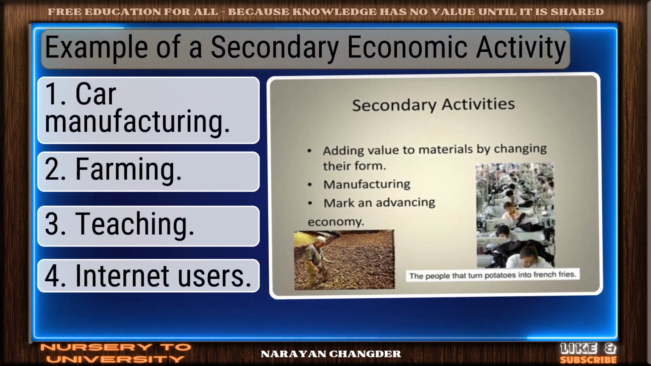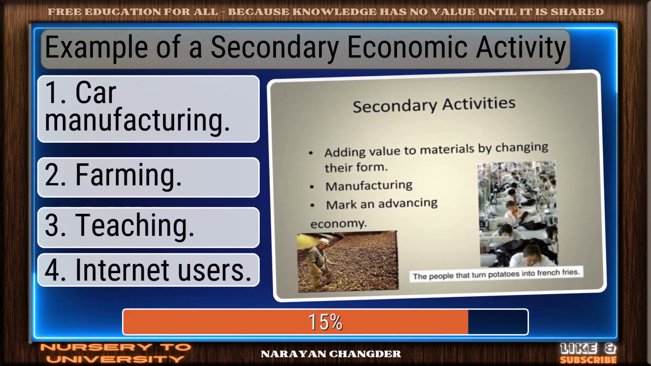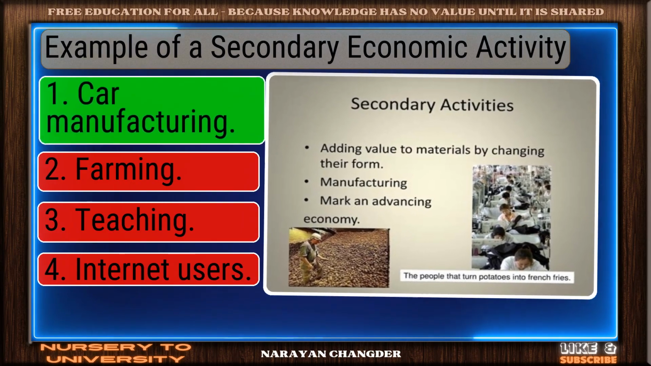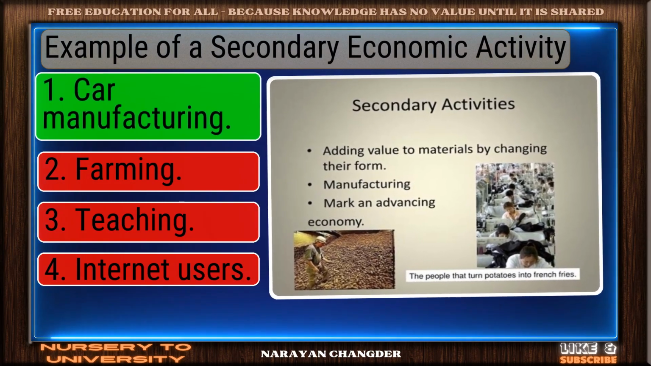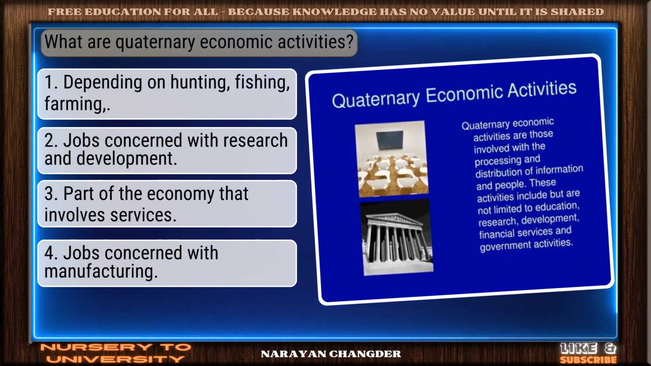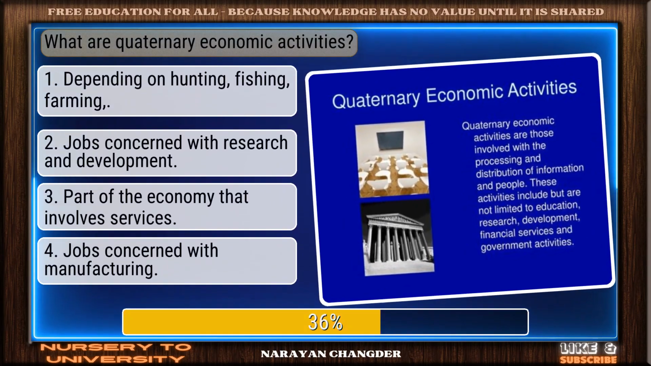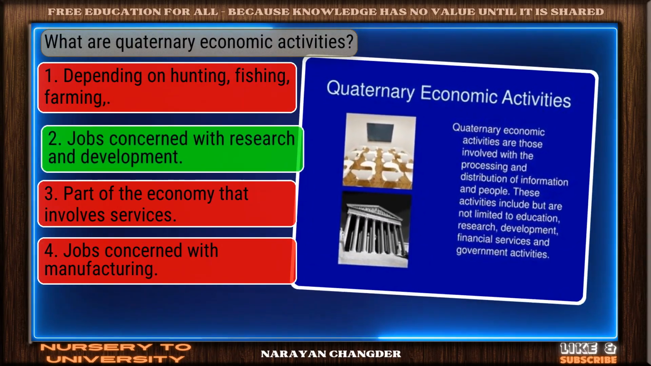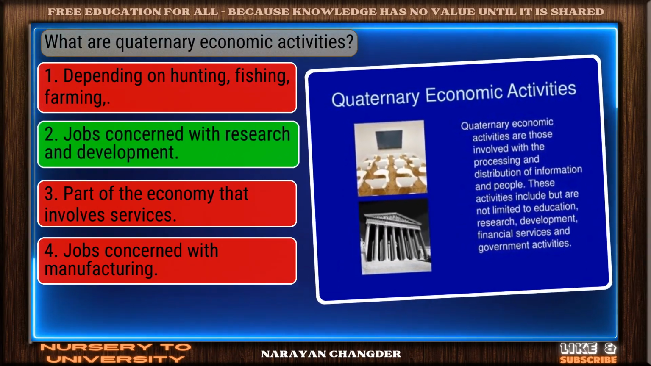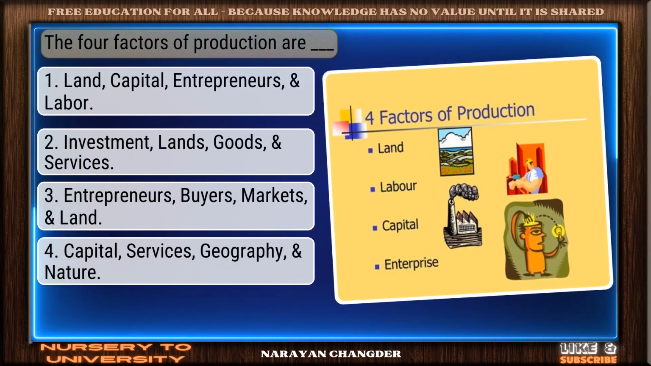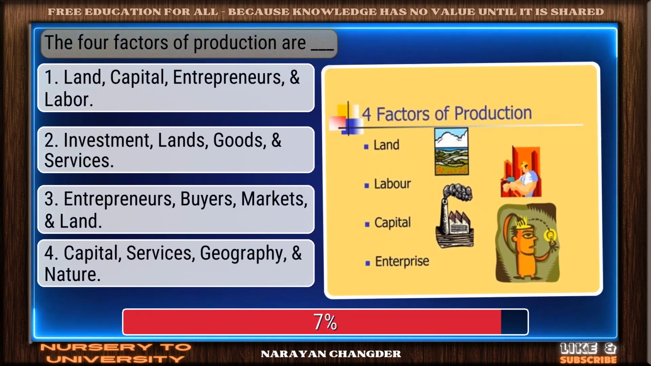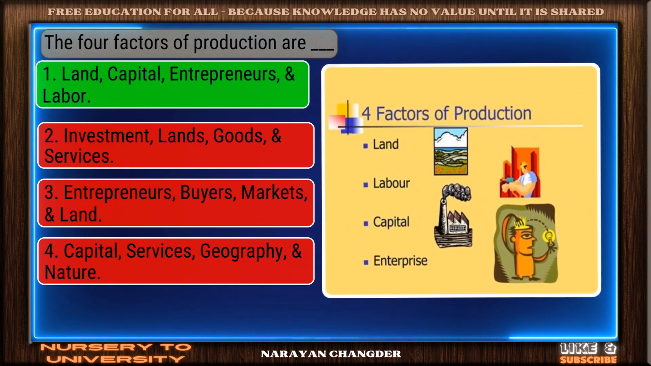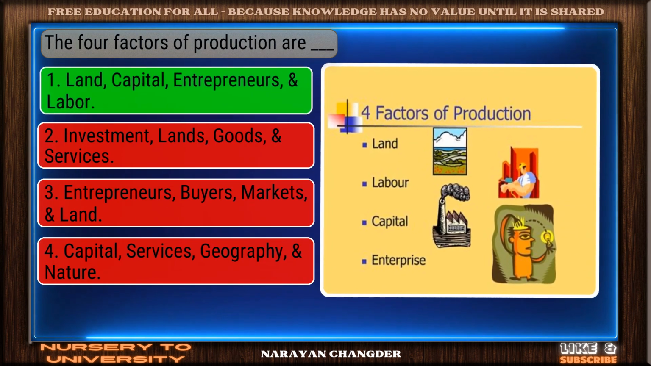Example of a secondary economic activity. Great thinking. Car manufacturing is the right choice. What are quaternary economic activities? Right choice. Jobs concerned with research and development is the best answer. The 4 factors of production are dash. Well reasoned. Land, capital, entrepreneurs, and labor is the correct choice.